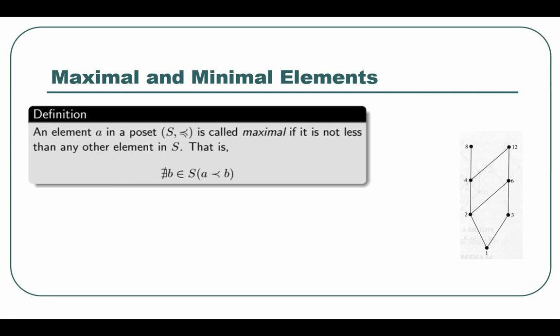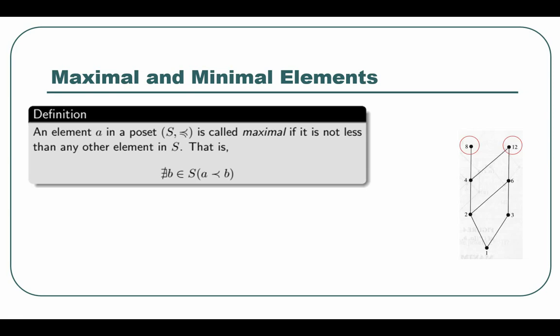If you see in this particular poset, the element 8 does not have any successor, it only has predecessors. 4 precedes 8, 2 precedes 8, 1 precedes 8. 12 and 8 are not actually related to each other. So 8 is an element that does not have any successor. In other words, there is no line going upwards from 8. So 8 is a maximal element. Similarly, 12 is also a maximal element.